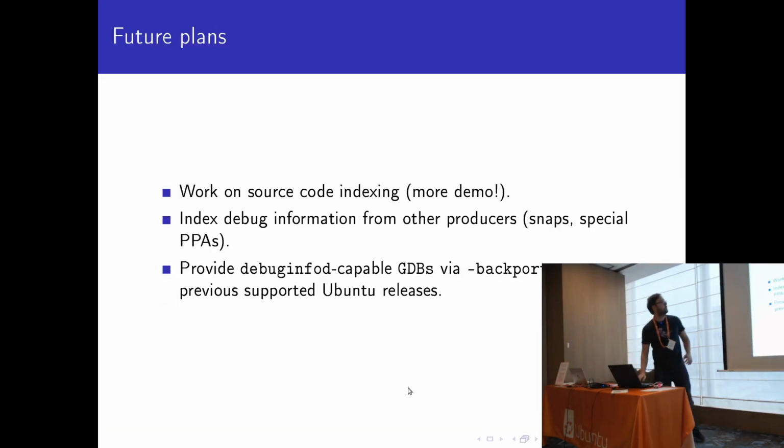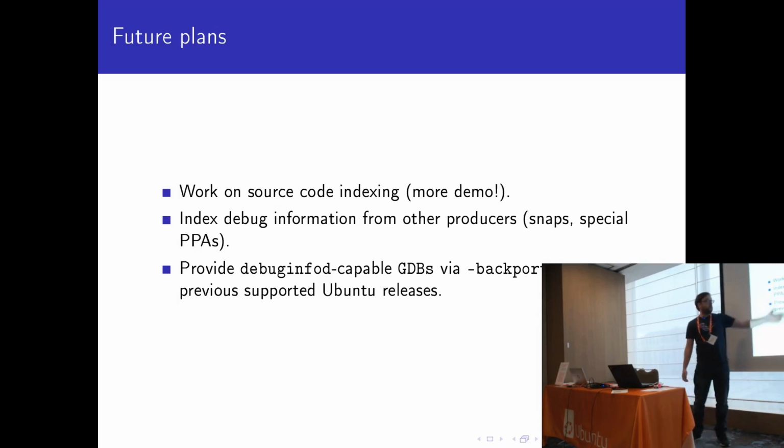The other thing I will be working on for this cycle is indexing debug information from other producers. Snap people were like, oh yeah, you've got to do that for Snap as well. And I said, yes, I'd love to, you just have to give me the debug info. So we're working on how to access that debug info and make it available for Debuginfod, and special PPAs. I don't intend to support all PPAs, of course, that would be insane. But special PPAs, like the ESM PPAs for extended support for Xenial, for example, would be very nice.